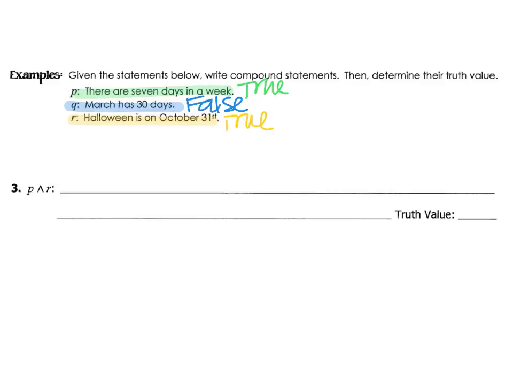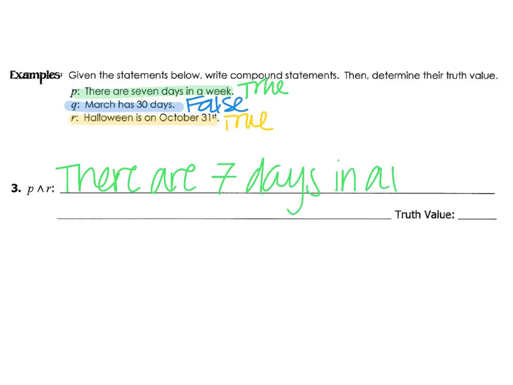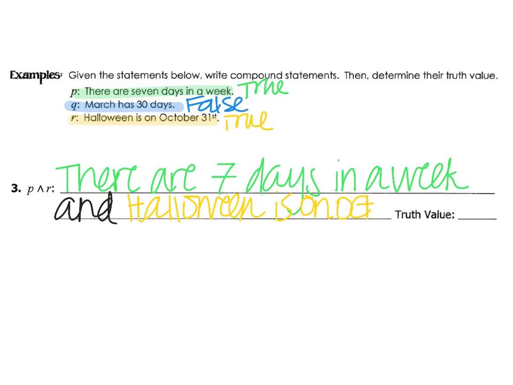All right, now number 3. So number 3, we've got a conjunction again, and we're saying P and R, all right? So what we want to do is write this out. So we're going to start with our P statement. And P says there are 7 days in a week. So we're going to write that out. There are 7 days in a week. Then the up caret says we're writing the word and it's a conjunction. And then our R statement is Halloween is on October 31st.